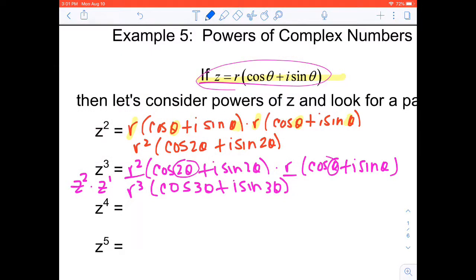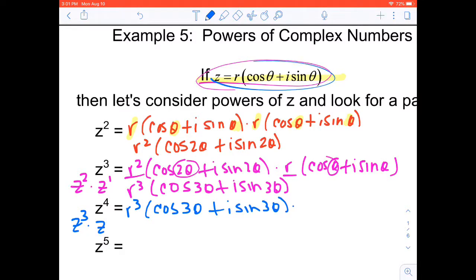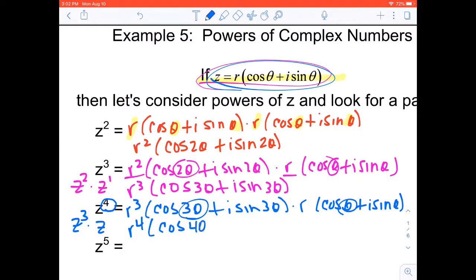So let's think about z to the fourth. That is z to the third, my previous answer, times another z. So I'm going to take r cubed cosine 3 theta plus i sine 3 theta times another z. And what do you know? When I multiply the modulus together, I get r to the fourth, and this was z to the fourth. And when I add the arguments, I get a 4 theta. So while this is not a proof, this is a pattern. To be clear, this is not a proof, it's a pattern.